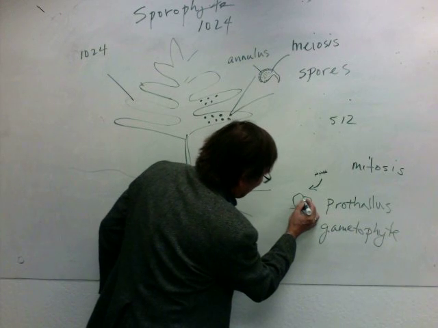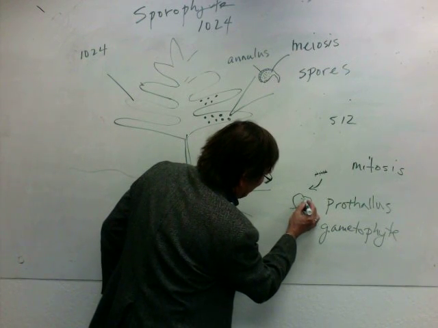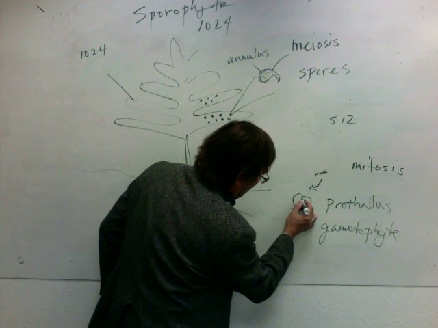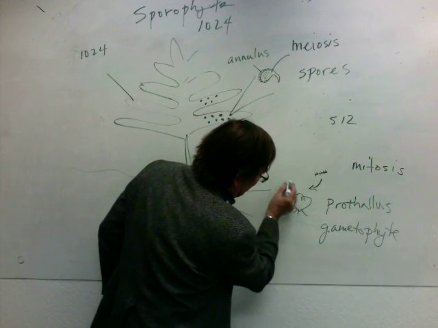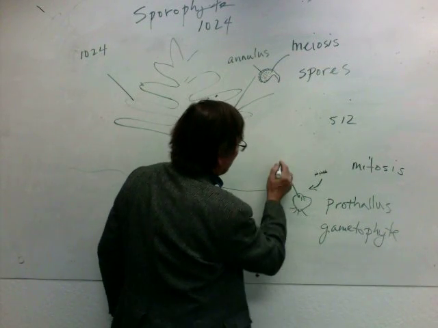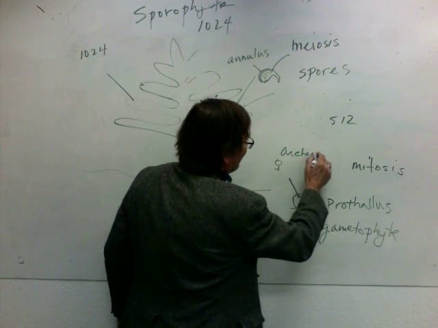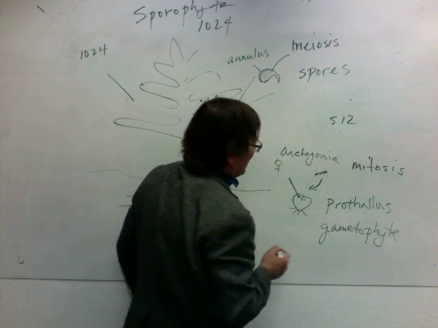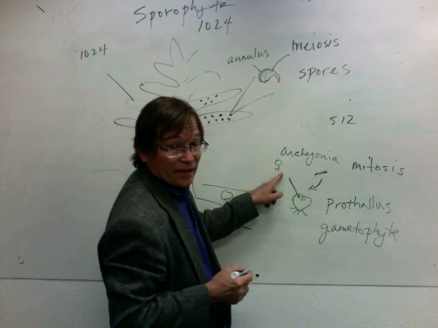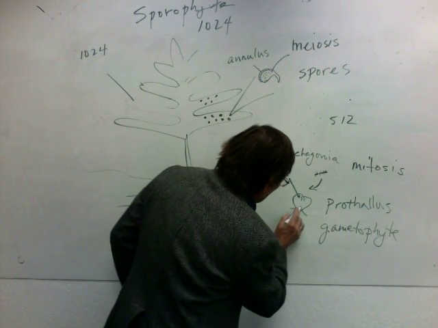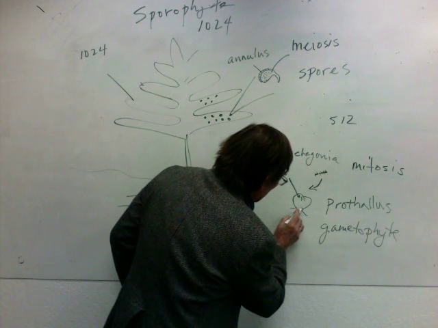Okay? Here, you might see these, the female part of the prothallus, okay? The archegonia. And the archegonia produce, of course, the eggs. Here, near the rhizoids, are the antheridia.